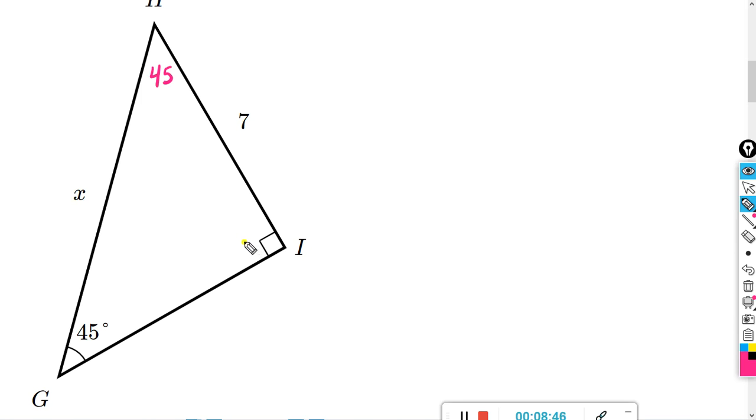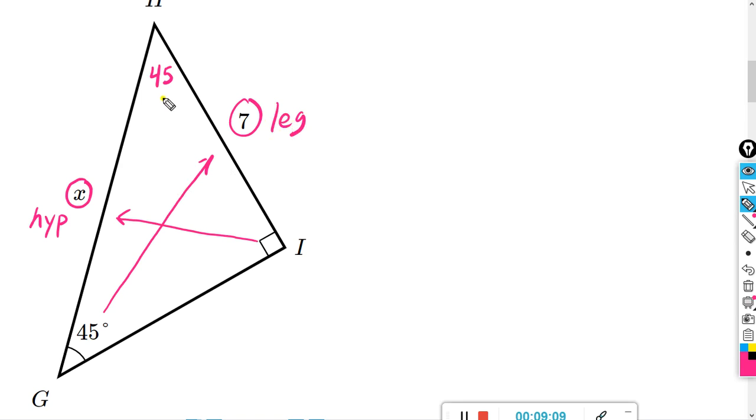The second step is to label the side lengths. Across from your right angle is the hypotenuse. And for 45, 45, 90 triangles, the sides across from 45 are called legs. And of course, you don't need it here, but across from 45, it's a side length of 7. So across from this 45, it would also be 7.